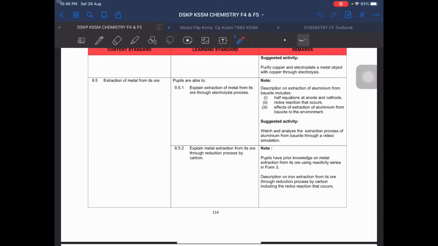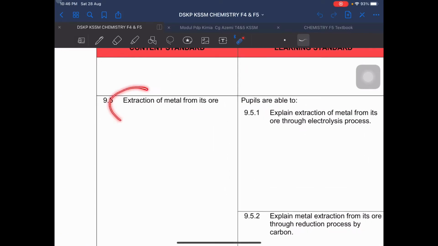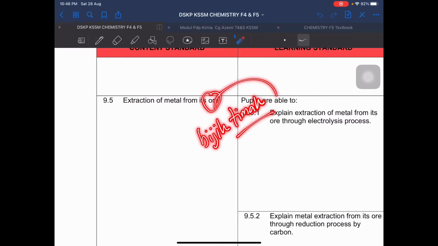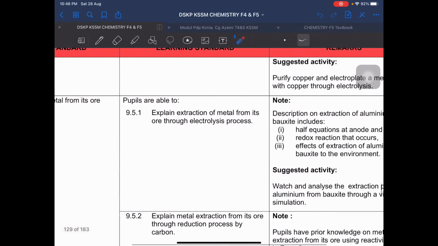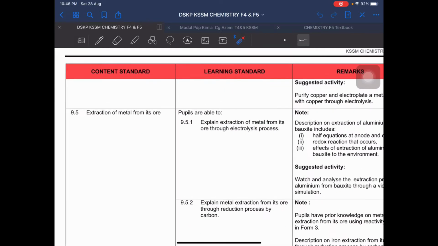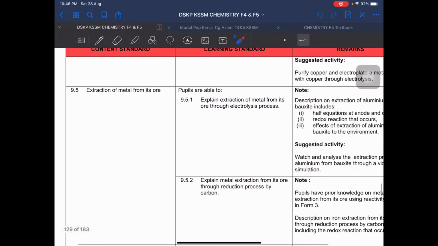Hello class, in this video, we are going to learn about the subtopic extraction of metal from its ore. Okay, dalam bahasa Melayu, pengekstrakan logam daripada bijinya. Ore adalah biji. Okay, macam biji timah, we have to extract timah from biji timah. Begitu, contoh dia lah.